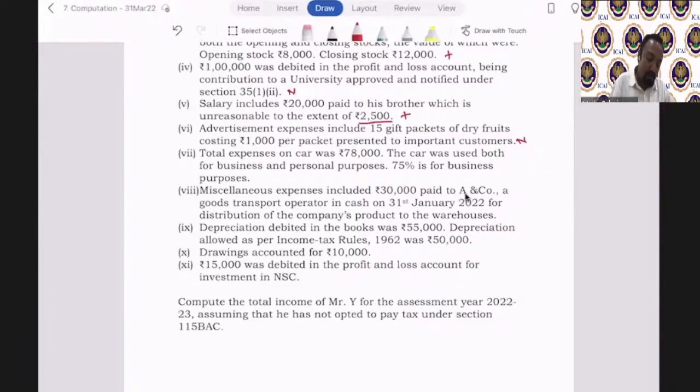Total expense on car was 78,000. The car was used for both business and personal purpose. Only 75% was business, which means for the balance 1/4, it is personal. It is not an eligible expenditure. So what should I do?